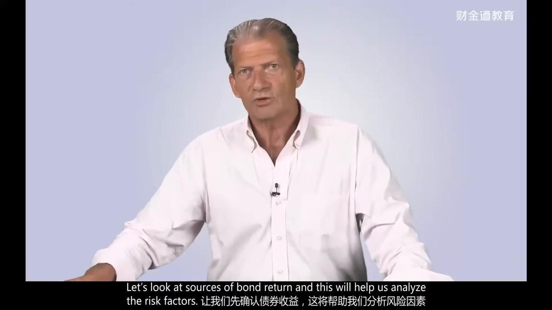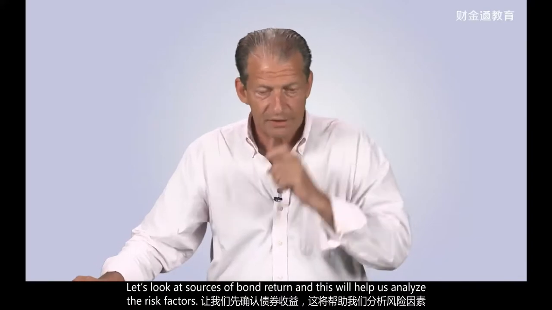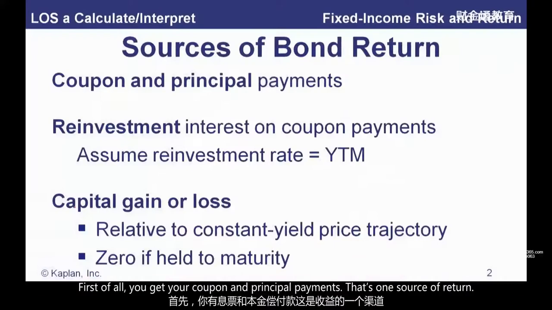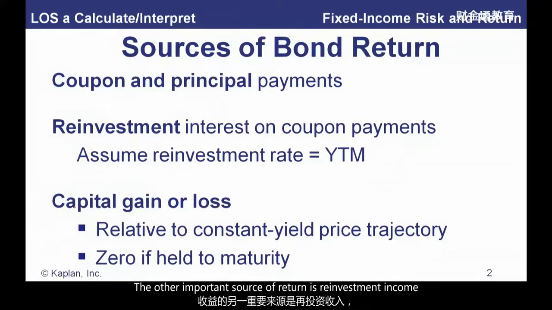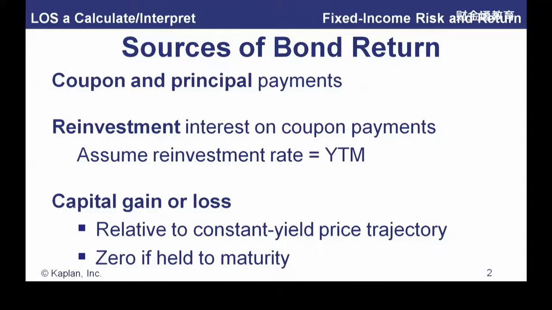Let's look at the sources of bond return, and this will help us analyze the risk factors. First off, you get your coupon and principal payments. That's one source of return. The other important source of return is reinvestment income. Since the coupons are paid periodically over the life of the bond, that's cash flow that needs to be reinvested. And what we're going to assume is that the reinvestment rate at any point in time is the same as the market yield to maturity on the bond.